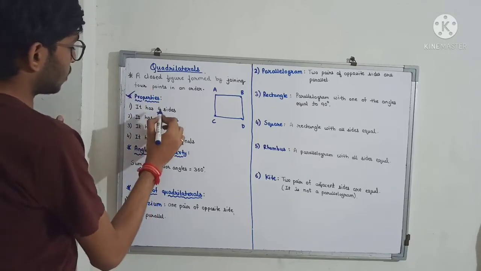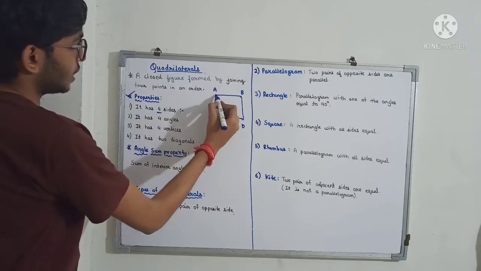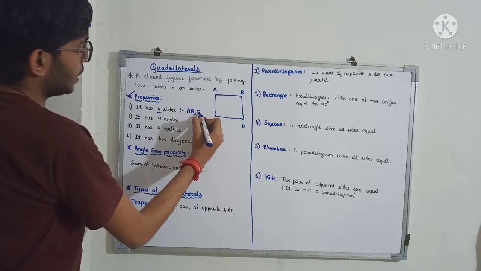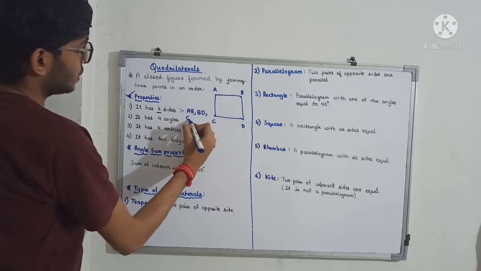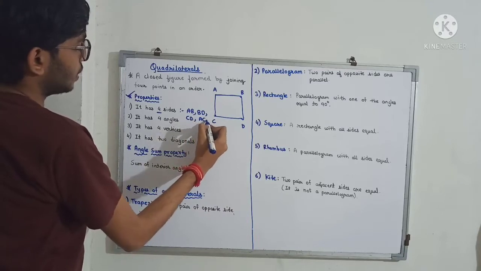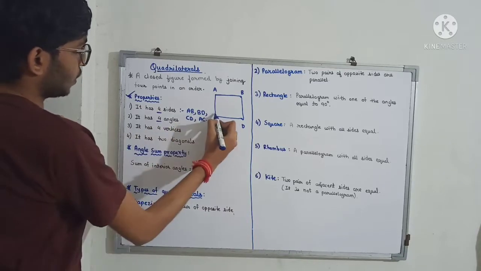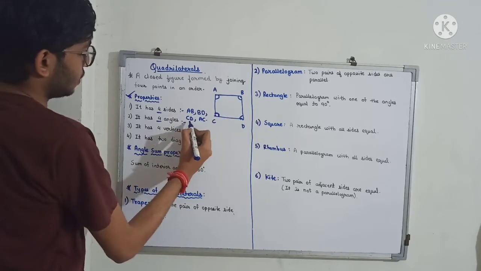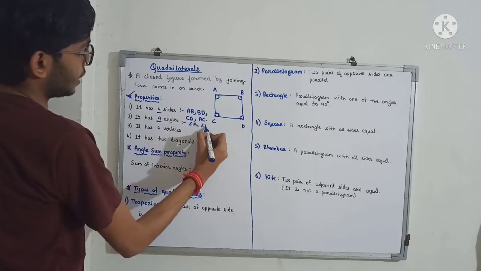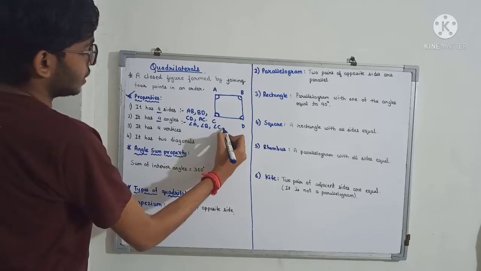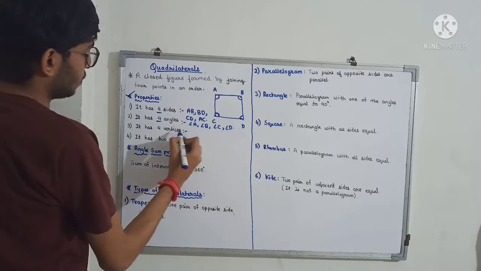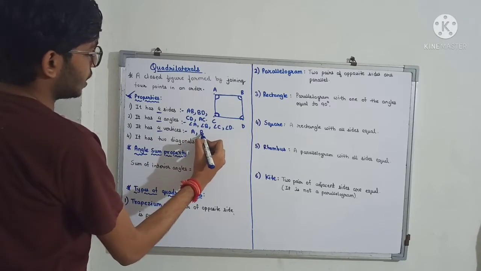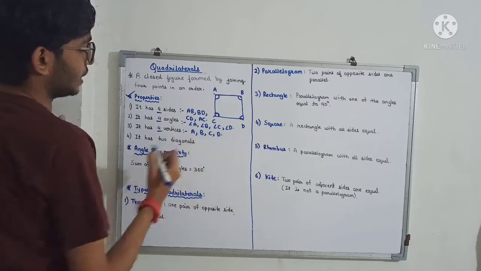It has four basic properties. It has four sides. Now which are these? AB, BD, CD and AC. It has four angles: angle A, angle B, angle C, angle D. And four vertices A, B, C and D.